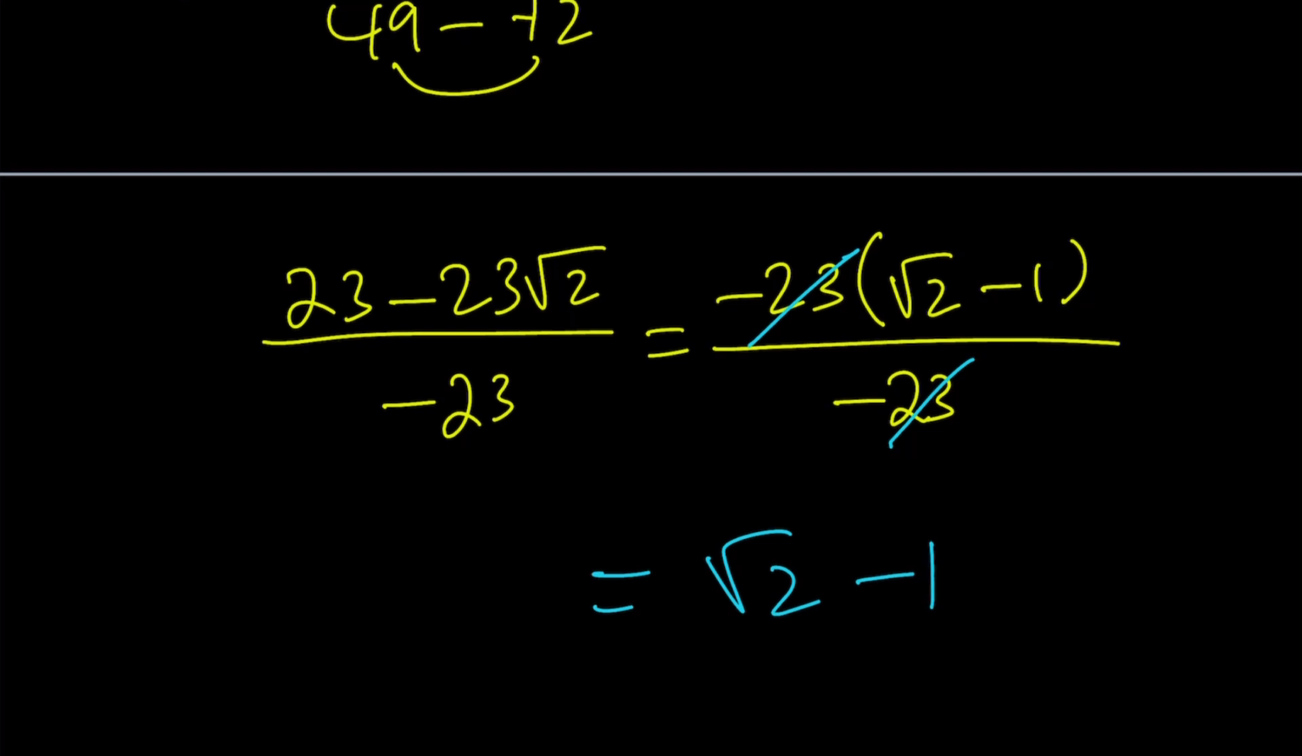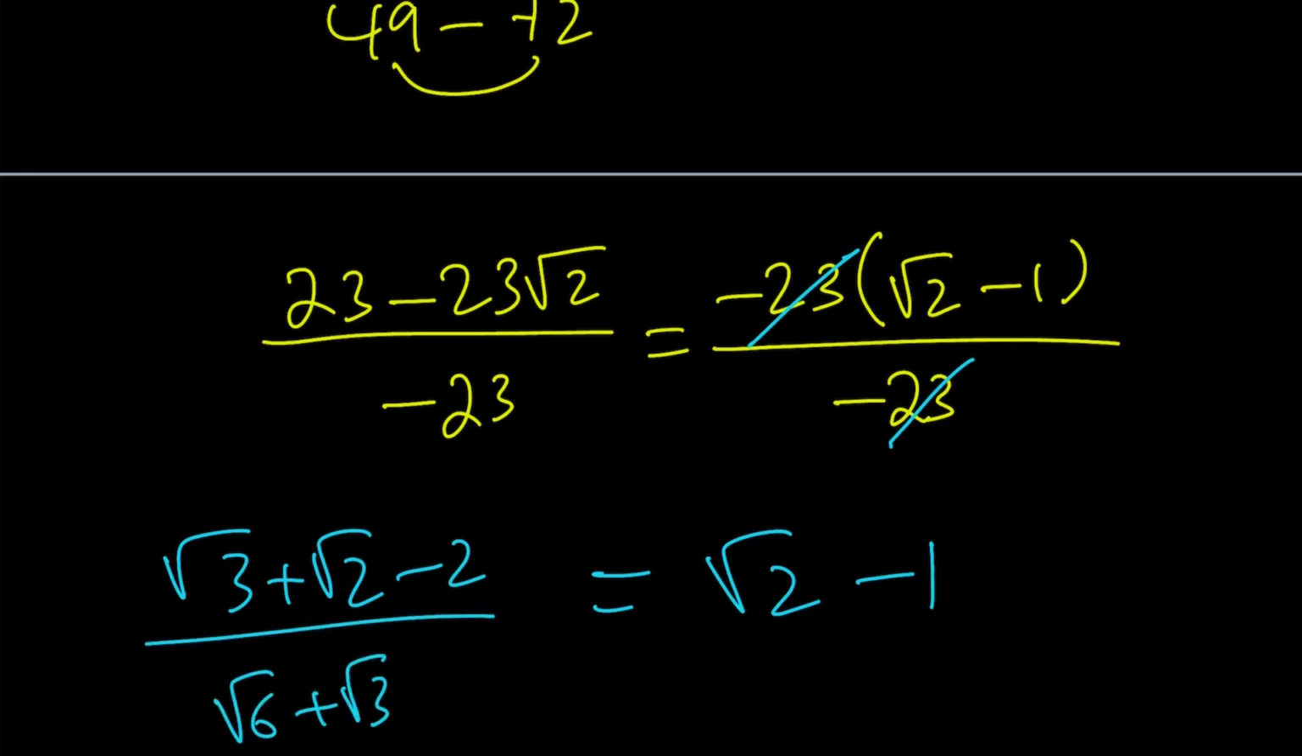And where does that come from? Root 3 plus root 2 minus 2 divided by root 6 plus root 3 minus root 2.